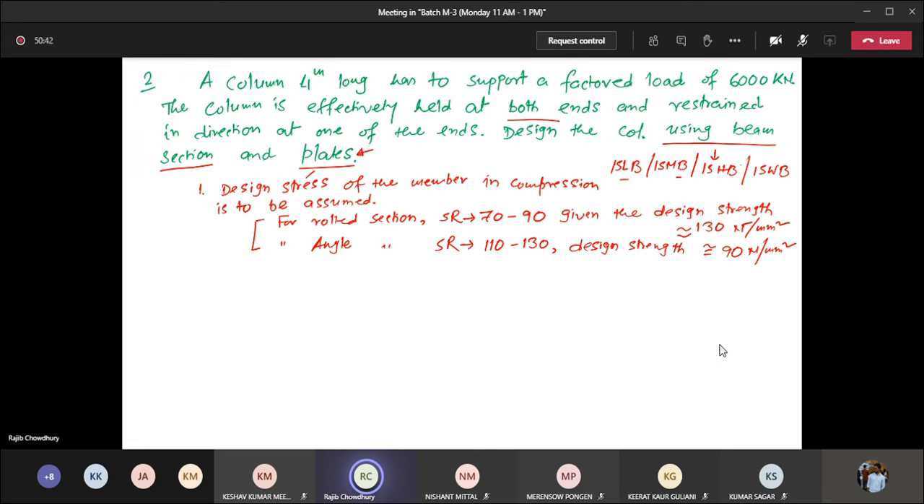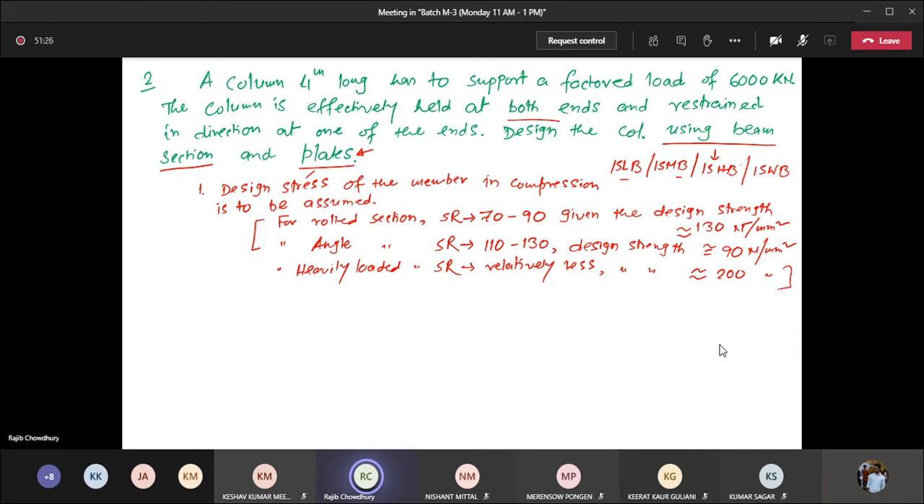Similarly, for the heavily loaded member, for heavily loaded section, SR can vary relatively less. So the design strength is approximately 200 Newton per mm square. Okay, so this is a thumb rule or a starting point. Okay?